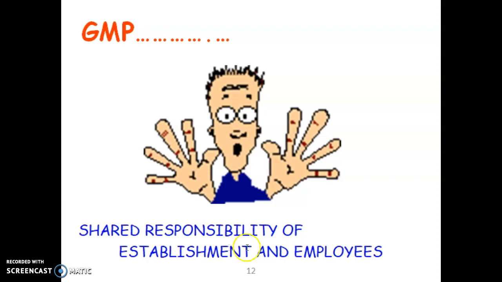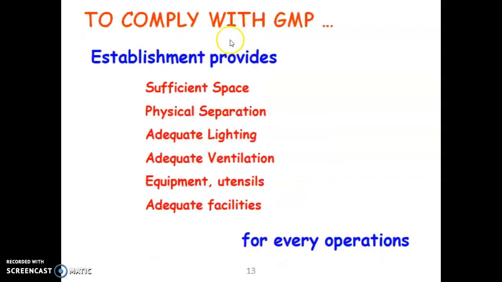all the CGMP regulations. To comply with GMP, the establishment should provide sufficient space and physical separation, as adequate space is required for installation of each equipment to smoothly run all processes in order to prevent cross contamination, adequate lighting facilities, adequate ventilation, equipment, utensils, and facilities for every operation like the air handling units and HEPA filters. It is needed for the sterile areas.